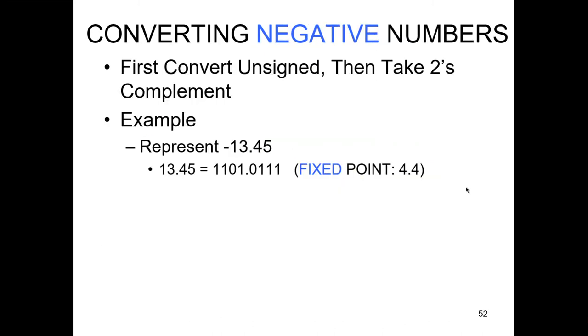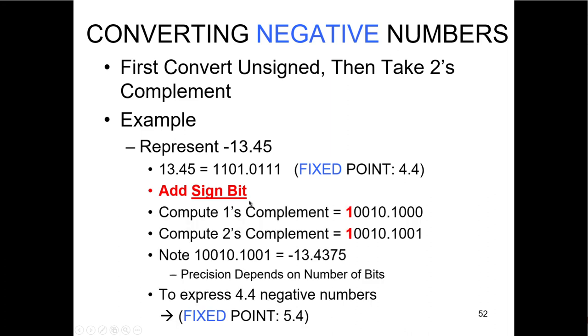All right, so negative numbers. First we convert the unsigned, and then we take the 2's complement. So minus 13.45, we would take the 2's complement, but it's not going to fit. So we have to add a sign bit right there, because if we didn't have a 0 for a sign bit, it'd screw everything up. So we add a 0, and then we take the inverse because it won't fit in 8 bits. It has to be in 9 bits. So 10010.1001, that's minus 13.4375, which sort of rounds to 4.4. All right, precision always depends on the number of bits.